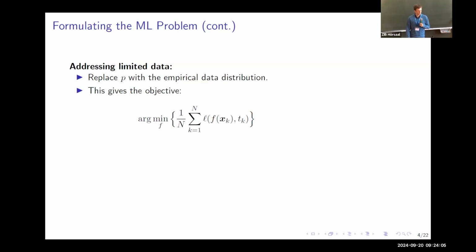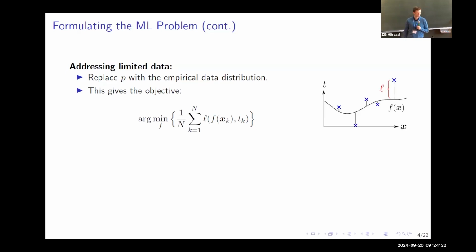And this gives you a modified objective, which is the minimization of the empirical loss. So sum over all the data points the cost of classifying the specific data point x, given that the target is t. So this looks straightforward, but there is a caveat with that as well.